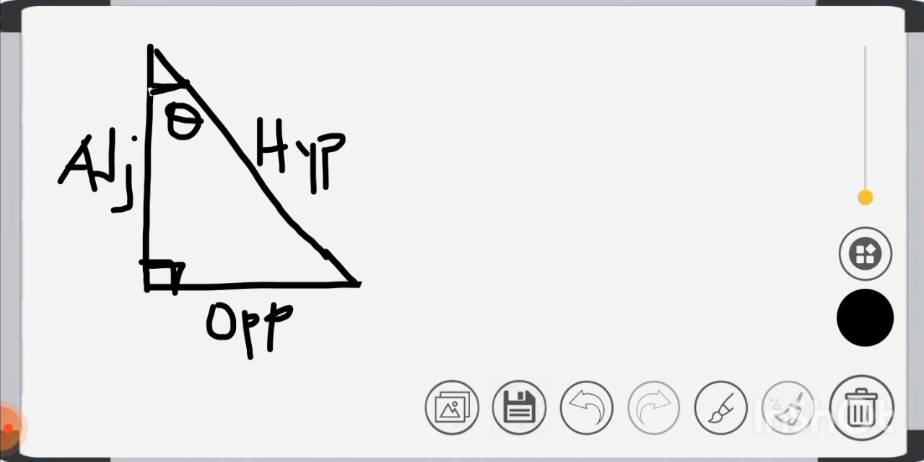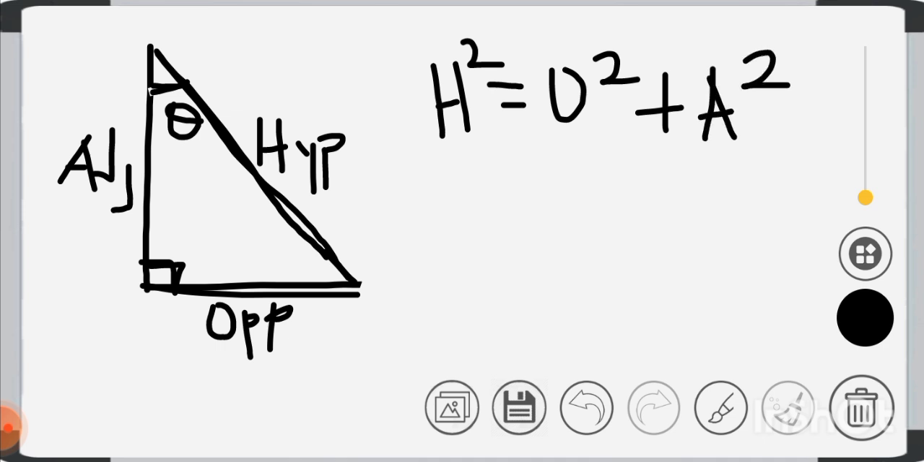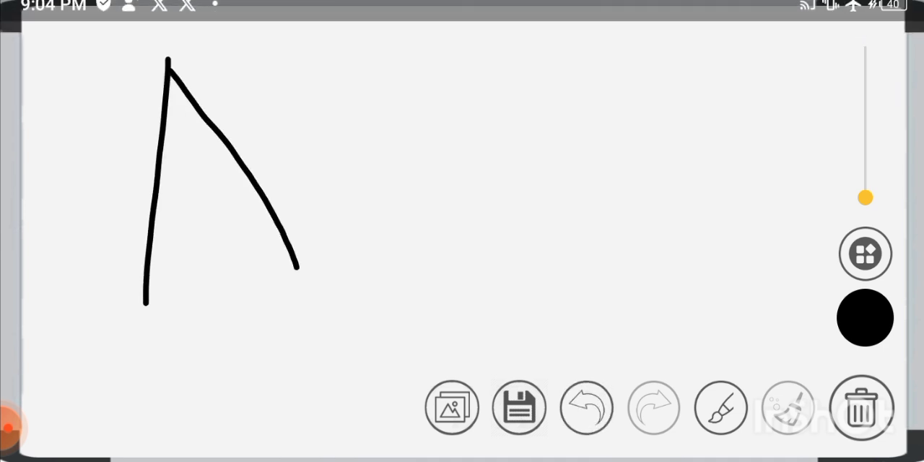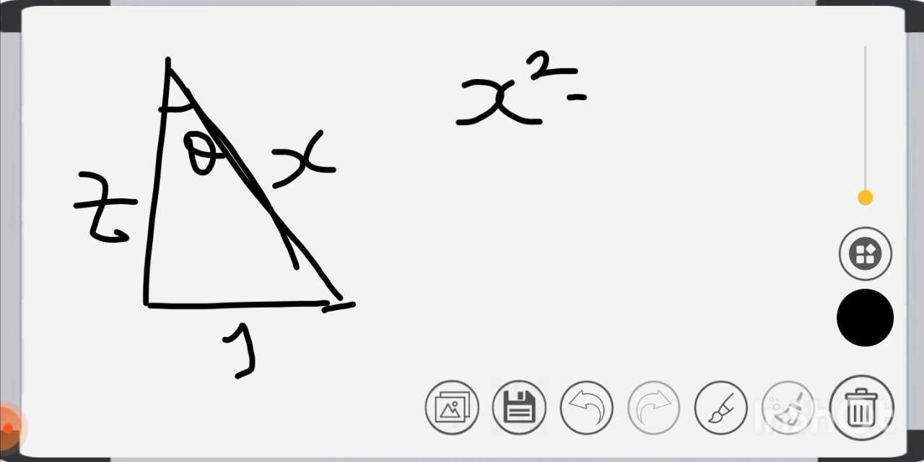If you want to solve for any of these sides for a right-angled triangle, use Pythagoras' theorem, which states that the square of the hypotenuse is always equal to the sum of the squares of the other two sides, which are opposite and adjacent. So if you square the hypotenuse, it will be equal to opposite squared plus adjacent squared. Please take note that it's very, very important. If I write it like this, with x here, y here, z, then theta, what I'm saying is that x squared will be equal to y squared plus z squared.